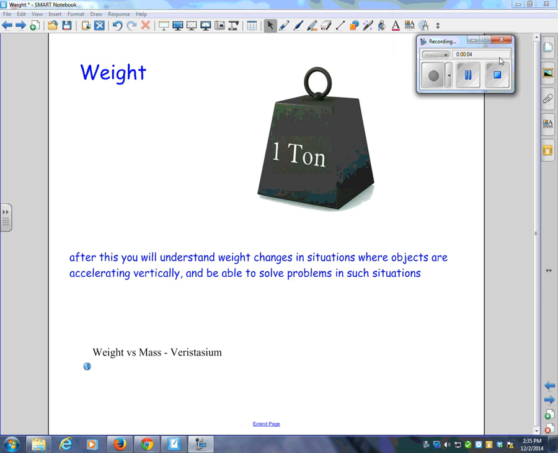So after watching the video, what can you tell me, what's the difference between weight and mass? Inertia is mass. Inertia is mass? There's mass and inertia.